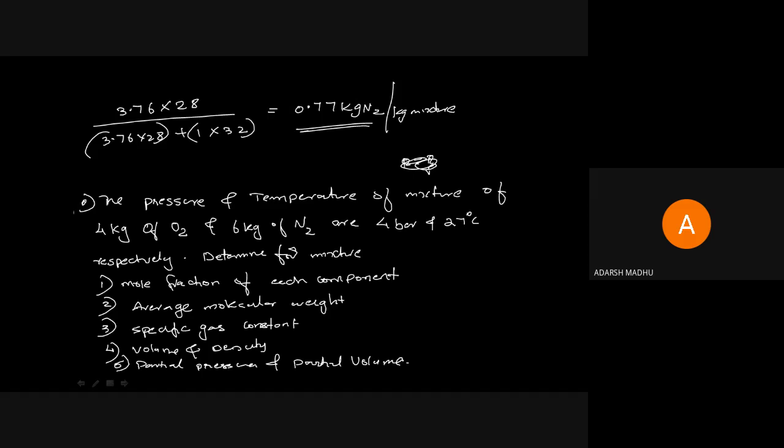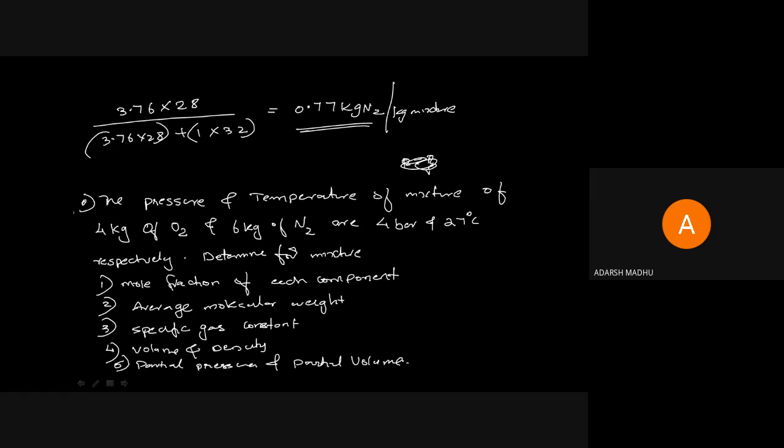So the question is: the gravimetric analysis of a particular mixture is given as 4 kilogram of oxygen and 6 kilogram of nitrogen. Temperature is 27 degrees Celsius and pressure is 4 bar. You want to find the mole fraction of each component, that is the mole fraction of oxygen and of nitrogen, the average molecular weight of the mixture, the specific gas constant R of the mixture, the volume and density of the mixture, and the partial pressures and partial volumes of the mixture.